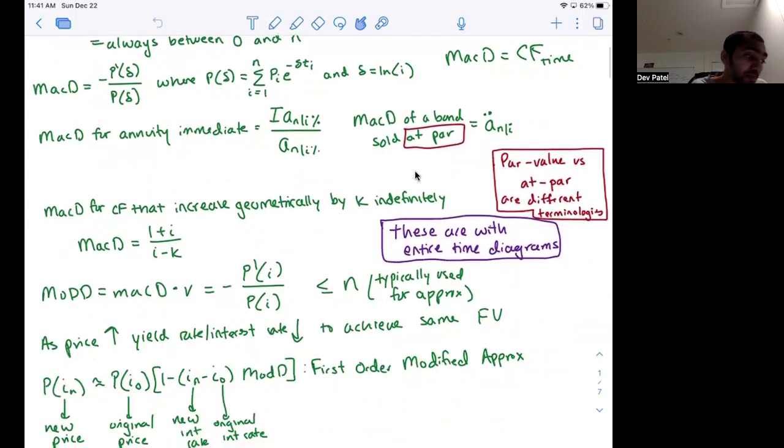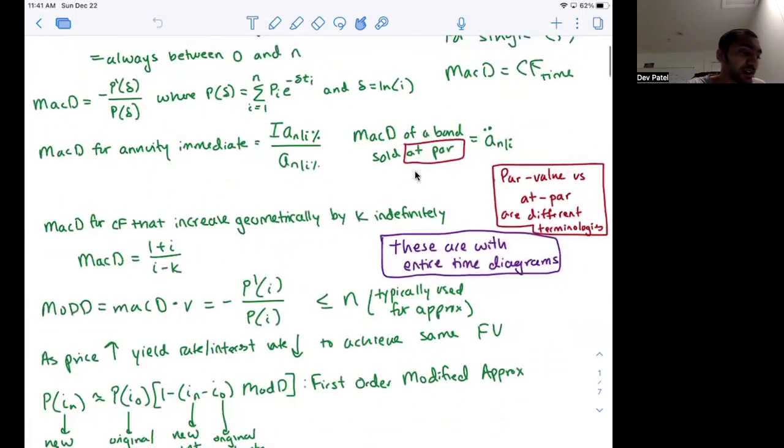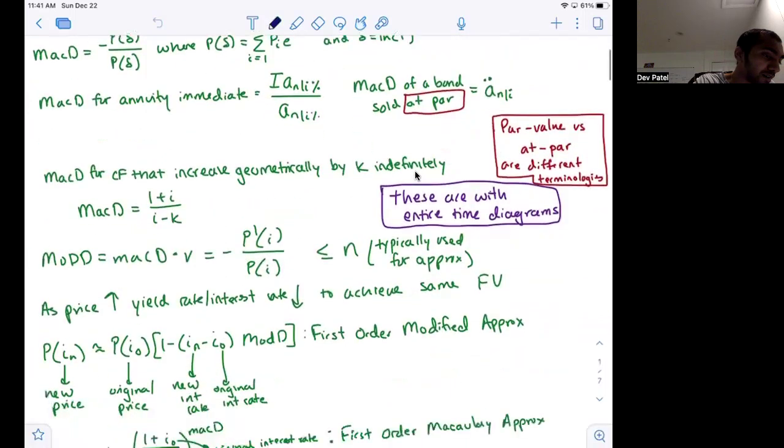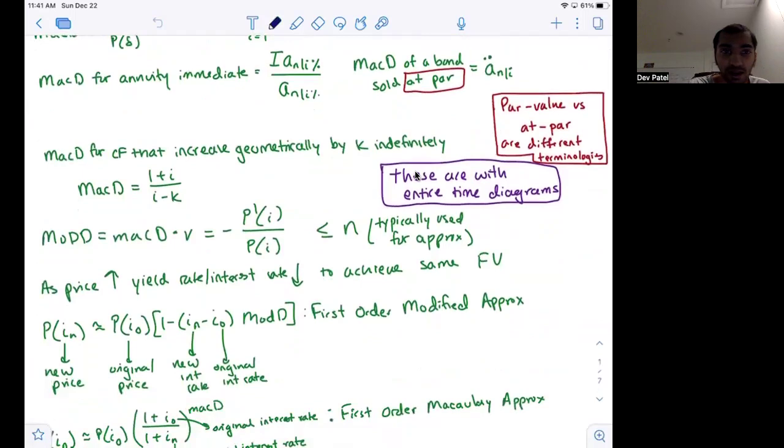MACD for an annuity immediate, and these are formulas that it's important to understand. The MACD for an annuity immediate refers to the unit increasing annuity over the present value of that annuity immediate. And the MACD of a bond sold at par is also that formula of the annuity due of n payments at interest rate i.